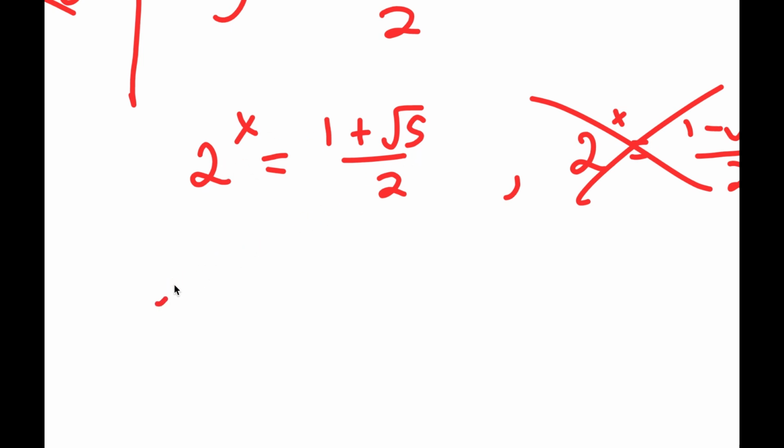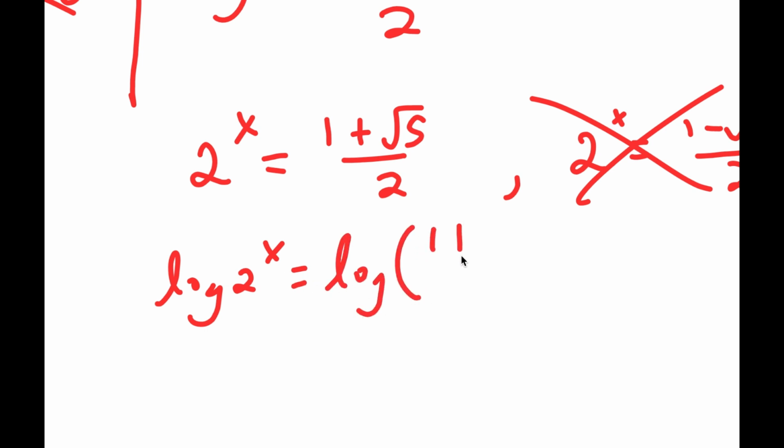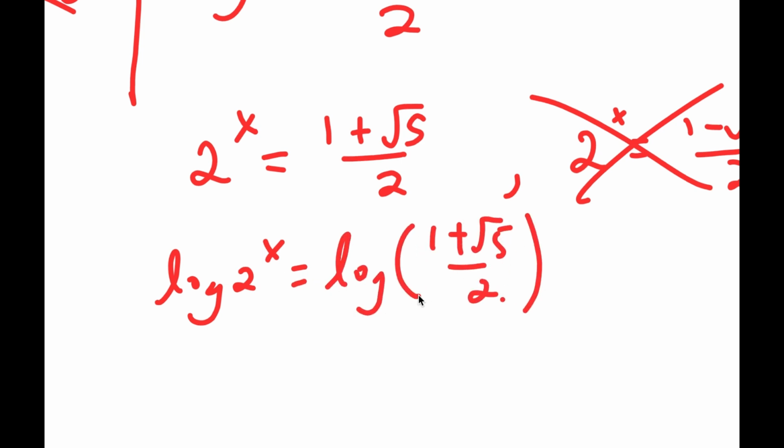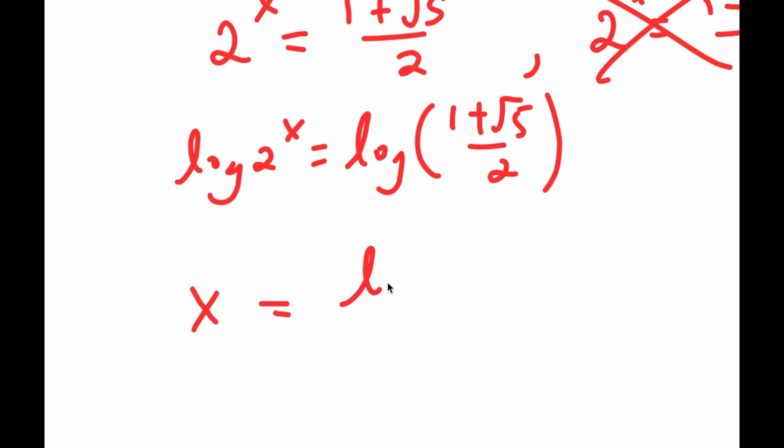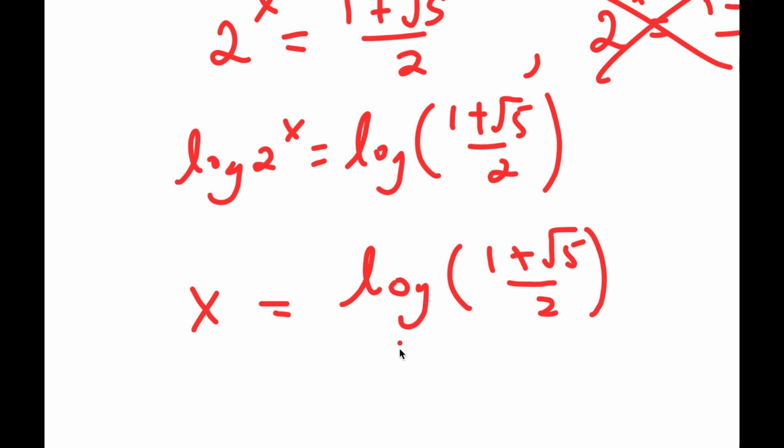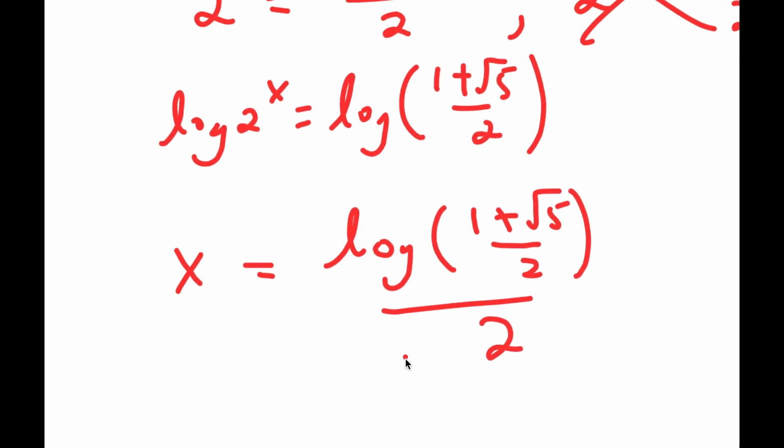And to solve this, I'm going to take the log on both sides. And I get x is equal to log of 1 plus square root of 5 over 2, over log 2.